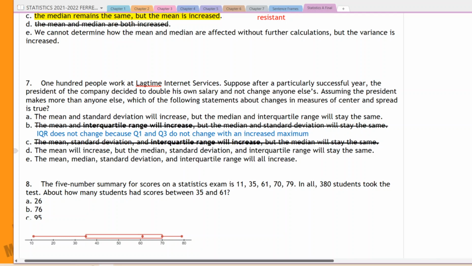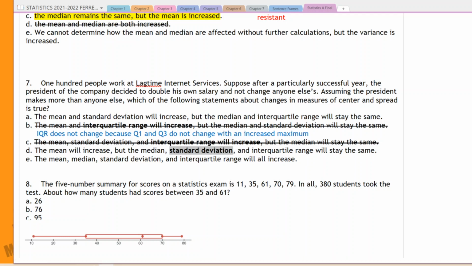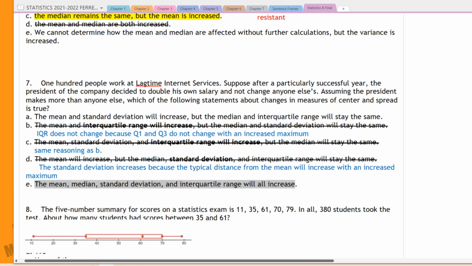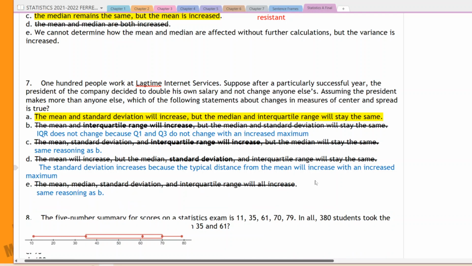Okay, letter C says the mean will increase, but the median, standard deviation, and IQR will stay the same. Incorrect here. The standard deviation is actually going to increase because we are increasing the amount of variation. Increasing the maximum will also increase the amount of variation because a typical distance from the mean is going to increase. And looking at letter E, we have the interquartile range will all increase. So of course the interquartile range does not increase. And that leaves us with letter A as the correct response for number 7.